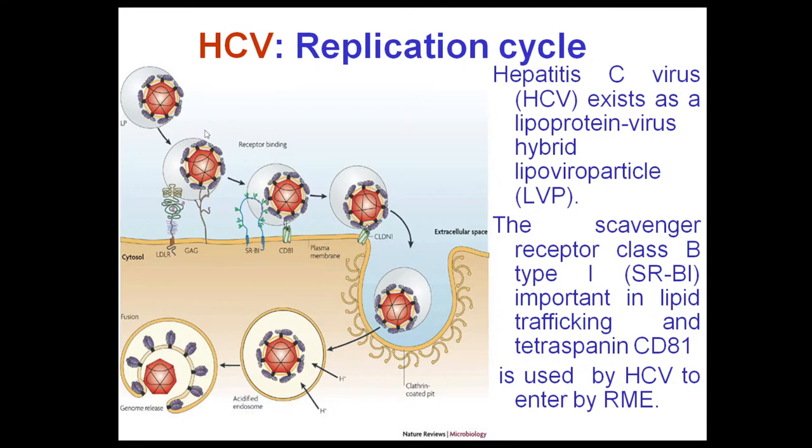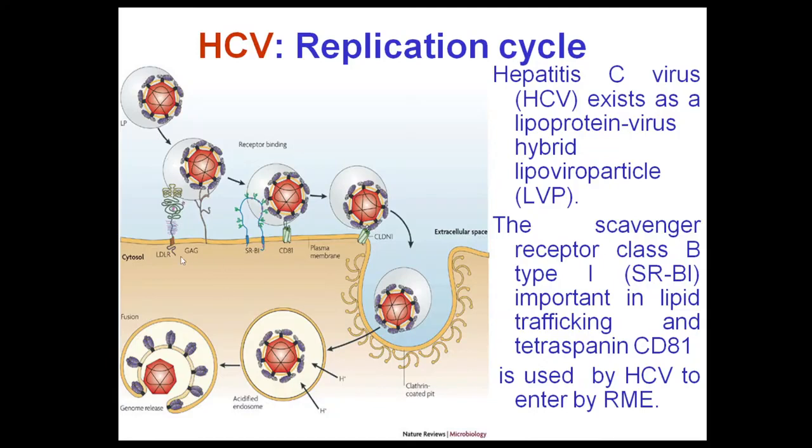One of the reasons is that in the body it exists as a lipoprotein-virus hybrid, the lipoviral particle, or LVP. It is covered with low-density phospholipids of the human body. And then it doesn't cause a vigorous immune response, that's why.